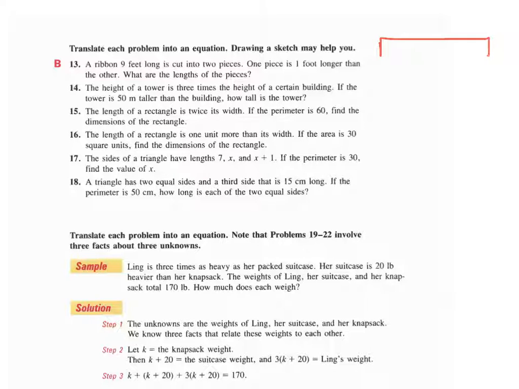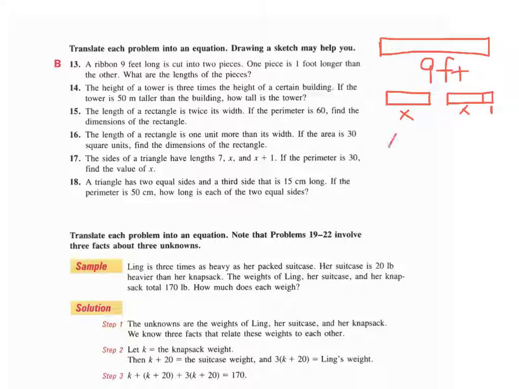So we have our ribbon here, and it says that it's 9 feet. And then it says it's cut into 2 pieces. So we could say this is our first piece, and then our other piece is going to be the X, and then it's 1 foot longer. So what would be our equation here that we would set up for these 2 pieces of ribbon?